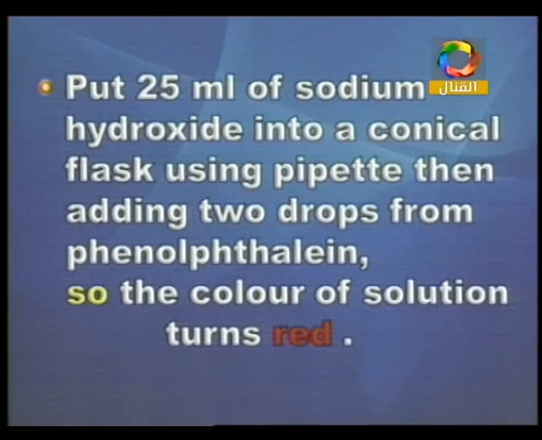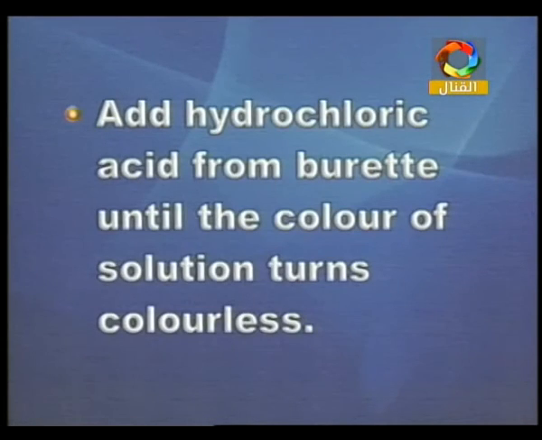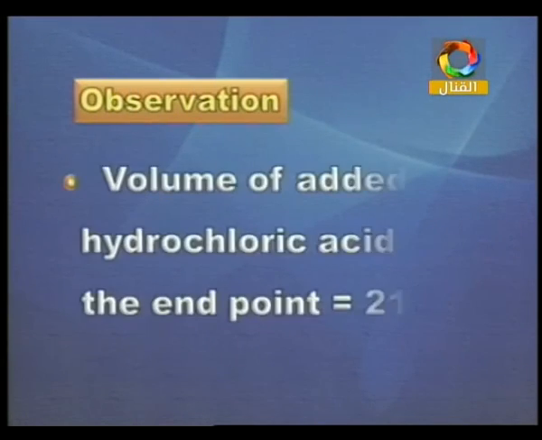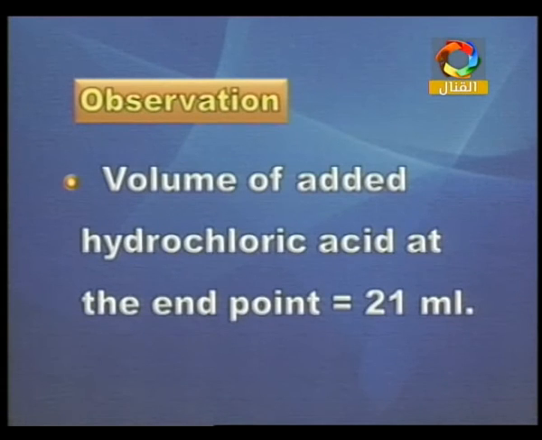The answer here: put 25 milliliter of sodium hydroxide into a conical flask using a pipette, then add 2 drops of phenolphthalein, so the color of the solution turns red. Add hydrochloric acid from the pipette until the color of the solution turns colorless. Observation: the volume of added hydrochloric acid at the end point equals 21 milliliter.